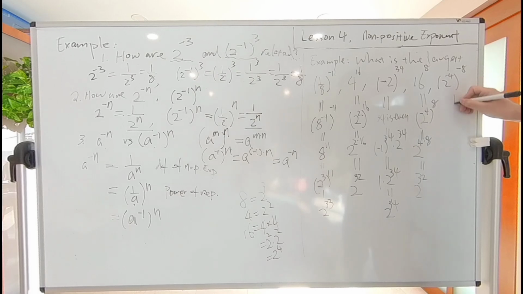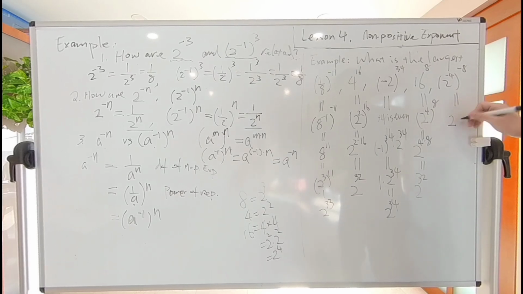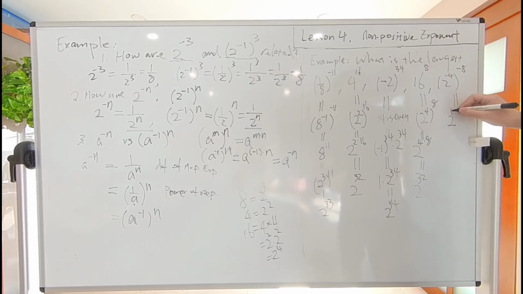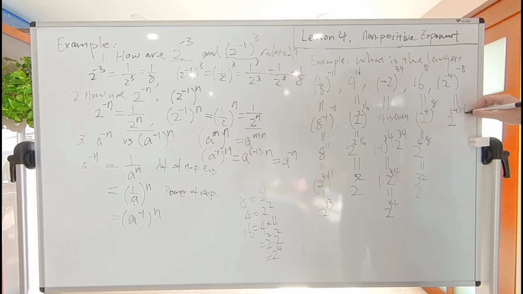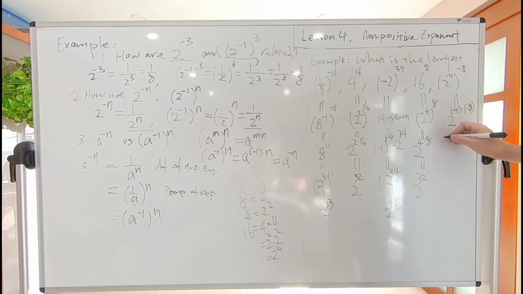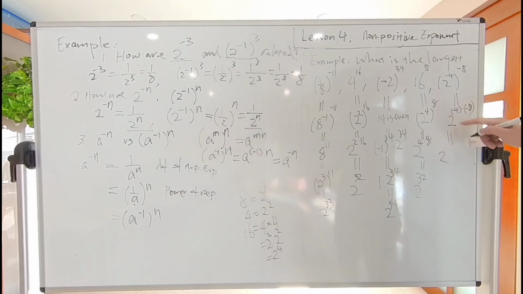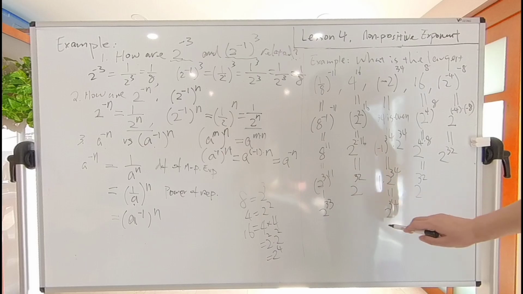Okay, last one, 2 with the power of minus 4, times, it's just another power over power, times minus 8. This is 2 to the, negative times negative becomes positive, 4 times 8 is 32. Okay, now we end up with the same base.